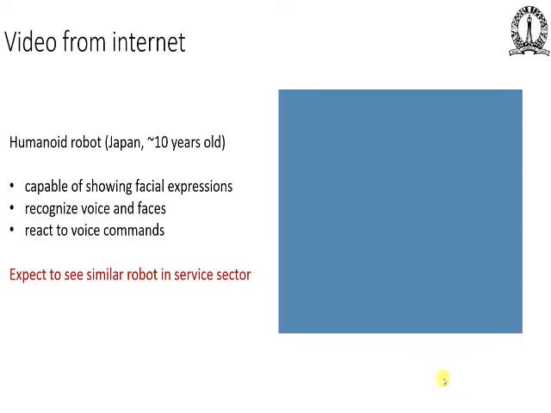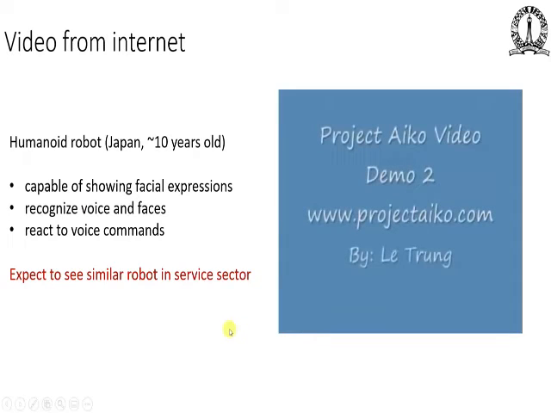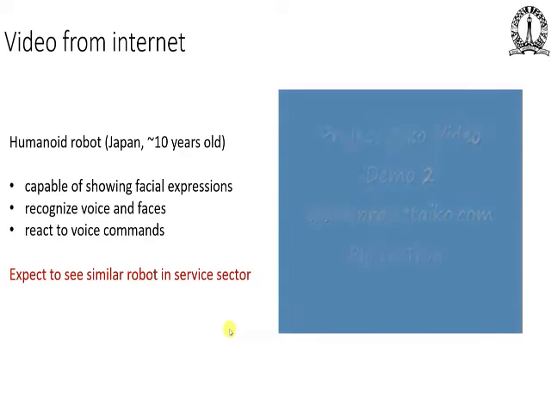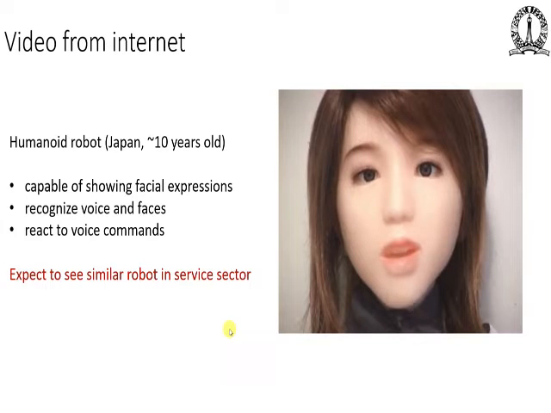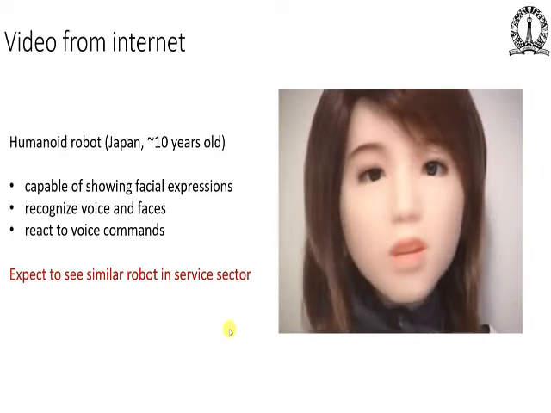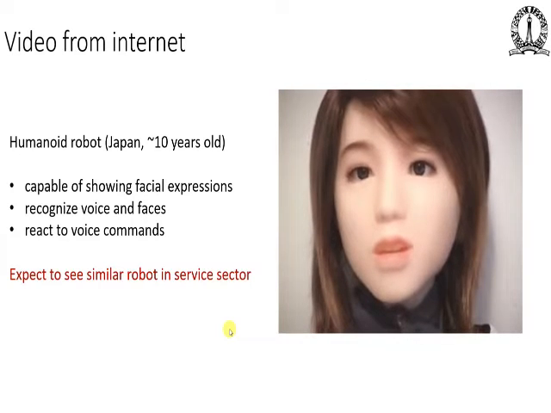This is another video from the internet. It is of a humanoid robot. This video is about 10 years old and it was created in Japan. So as you can see, it shows a humanoid robot which is capable of showing facial expressions. It can recognize voice commands. It can react to voice commands. So you can see how realistic this robot is. The motions of the face, the lips and the eyes and the neck, everything is becoming more and more realistic.